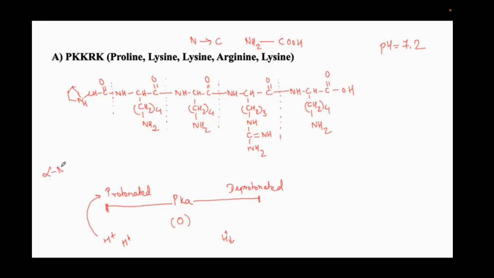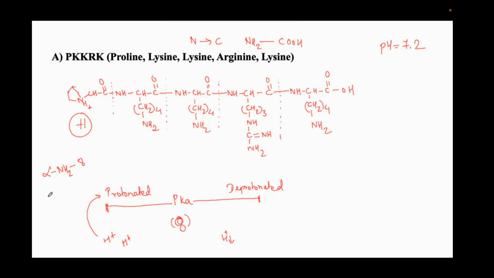So I told you that the alpha amino pKa will be approximately around 8. So the proline, so 8 lies. If we say the pKa is 8, at pH 7.2 it will fall in the protonated region. So the proline will have a positive charge. So this NH2 will be protonated.